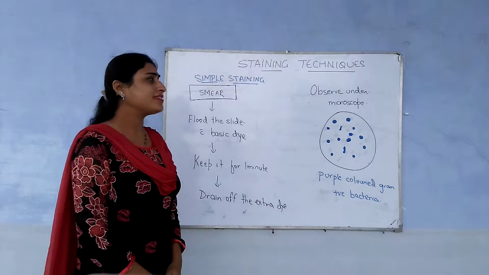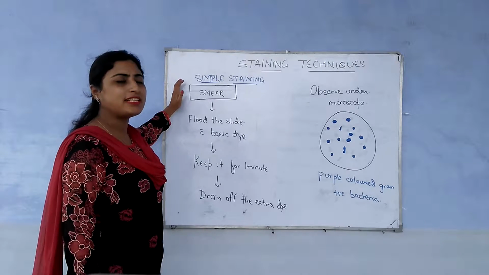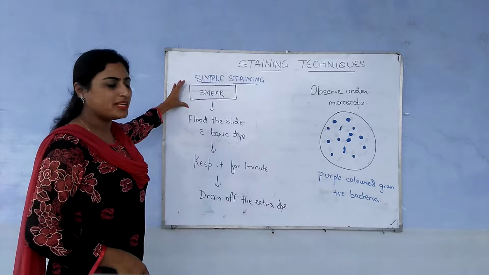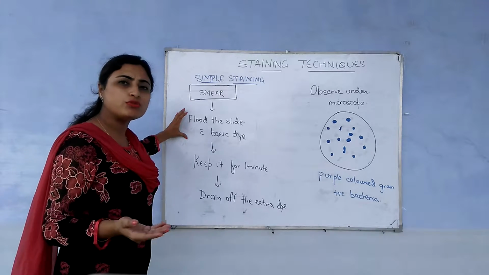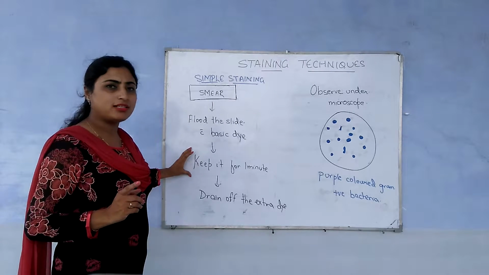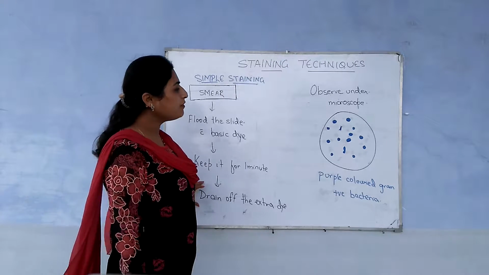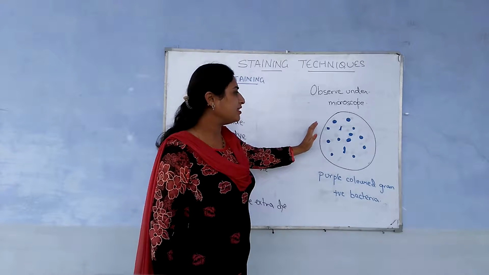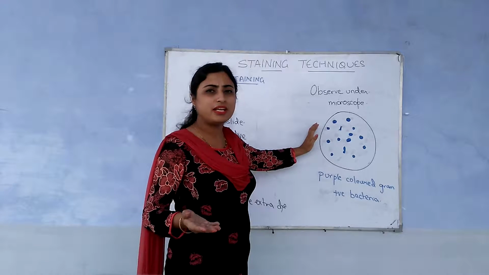First of all, we will discuss the simple staining technique. This is the procedure of the simple staining technique. For this we will first prepare a smear, then flood the slide with a basic dye. We can use crystal violet or we can also use methylene blue. Then keep the dye over the slide for 1 minute. After 1 minute, we will drain off the extra dye, and purple colored gram positive bacteria will be observed under the slide. They may be of various shapes, rod shape, round shape or irregular shape.